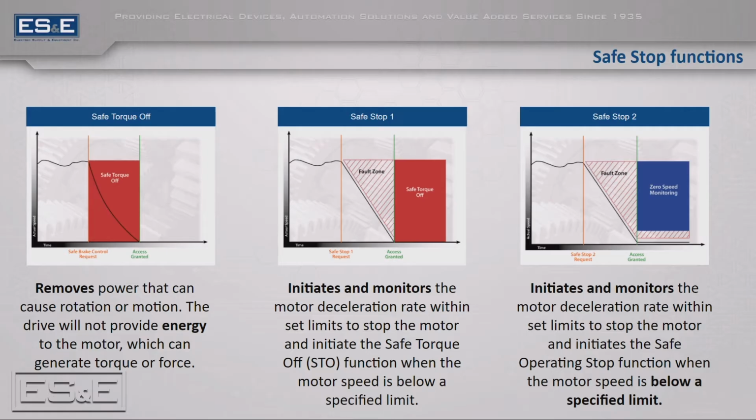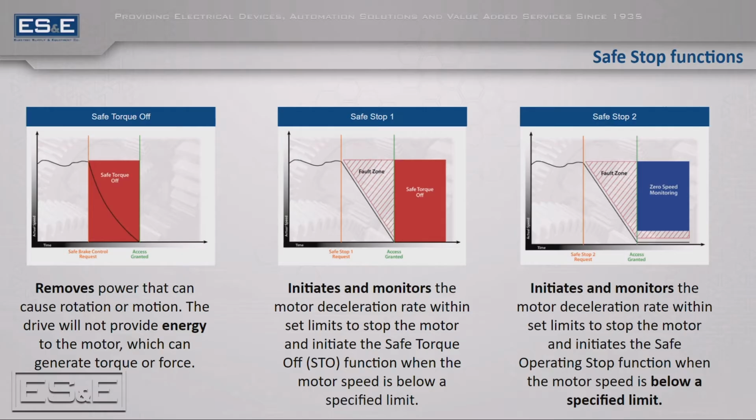A safe stop one, now we're actually monitoring the active deceleration of that motor. So now we're making sure that we're ramping down the motor before we're allowing access. And at the end of the safe stop one function, we're going into safe torque off, so we're removing that energy at the end, and now we have no power. Safe stop two is the same as safe stop one, except instead of going into safe torque off, we are simply monitoring the speed, making sure that the motor is staying at a low or safe speed or zero speed.